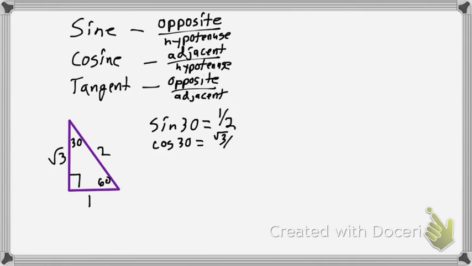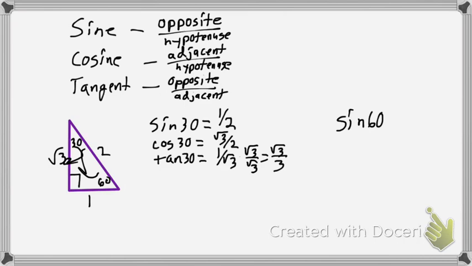Cosine of 30, square root of 3 over 2. That's the adjacent. So opposite is there, adjacent is next to. Tangent of 30, that's opposite over adjacent, which is 1 over the square root of 3. And I'll multiply both sides by the square root of 3 over the square root of 3, which gives me the square root of 3 over 3.